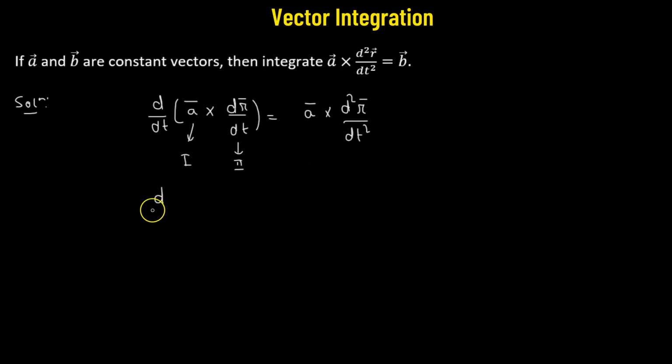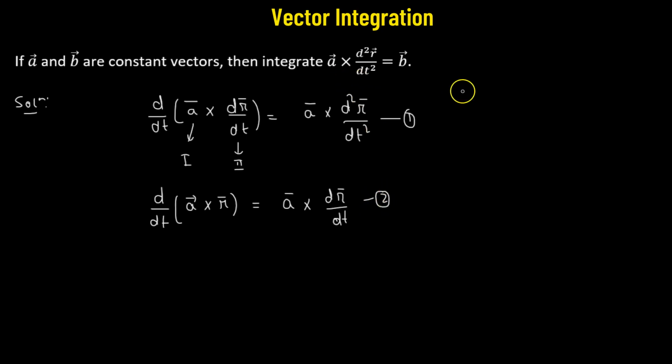Similarly, if we take the derivative with respect to t of vector a dotted with vector r, this will be equal to vector a dotted with the first derivative of vector r with respect to t. The same logic will be used here. Use the product rule to obtain this particular result. So we'll be using these two results.